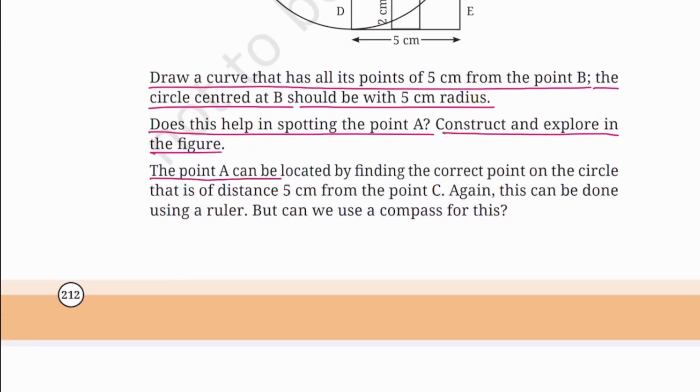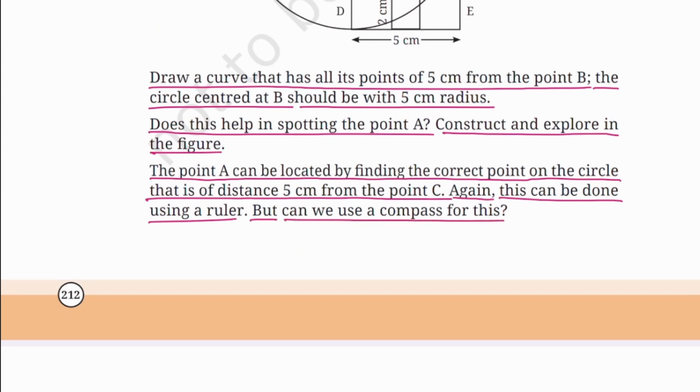The point A can be located by finding the correct point on the circle that is at a distance of 5 cm from the point C. Again, this can be done using a ruler. But can we use a compass for this?